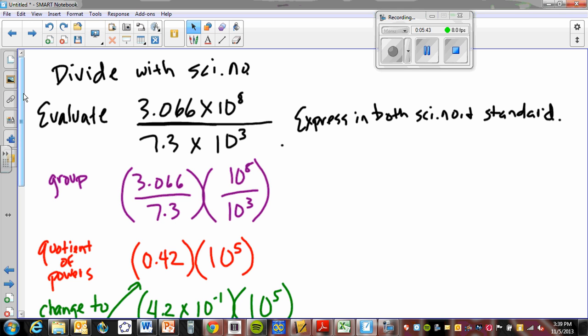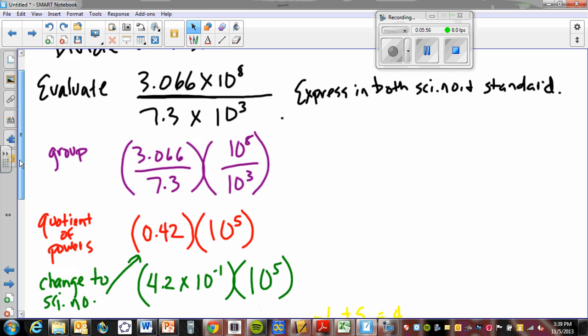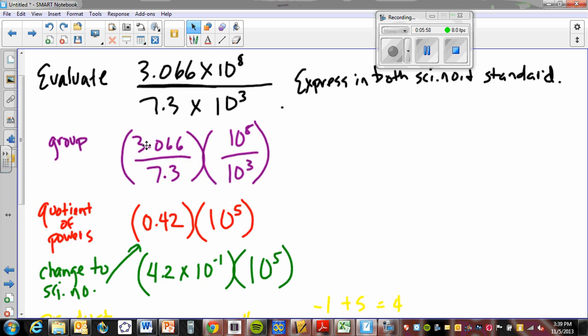Now when we divide, it'll say evaluate, and it'll also say express in both scientific notation and standard. So we have 3.066 times 10 to the 8th and 7.3 times 10 to the 3rd. First thing we do is we group everything. 3.066 over 7.3 and 10 to the 8th over 10 to the 3rd. This is just quick calculator work. We get 0.42. And then this one we learned, that's just basically 10 to the 8 minus 3, so 10 to the 5th.